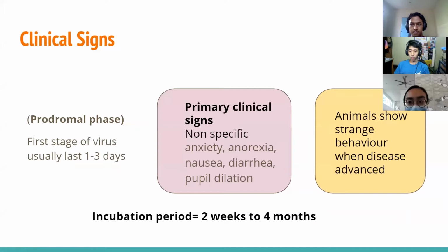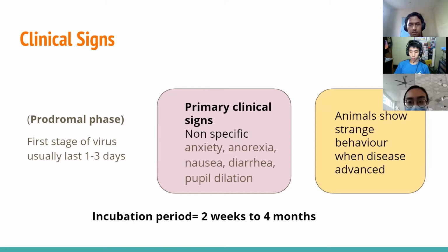Now we enter the clinical signs of rabies. The first stage of rabies is the prodromal phase. It's similar to the incubation period. This first stage of the virus will usually last about 1 to 3 weeks. In this prodromal phase, the dog will undergo a slight change of temperament, and then we can see the dog show the primary clinical signs. In this primary stage, clinical signs are usually non-specific, which are anxiety, anorexia, nausea, diarrhea, and pupil dilation.